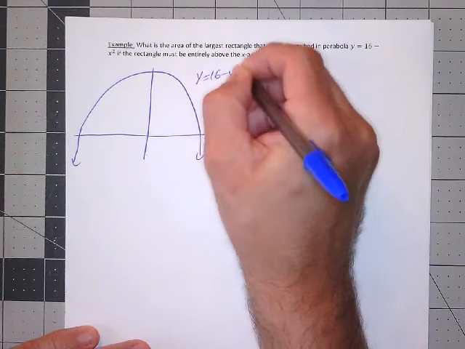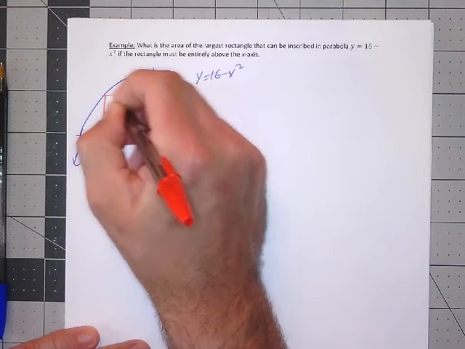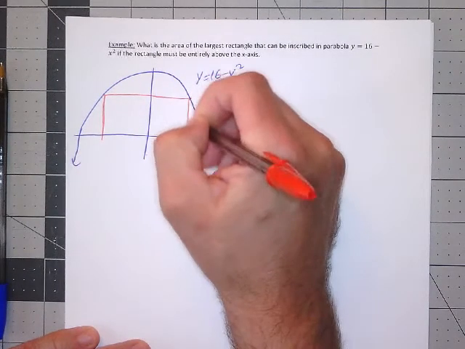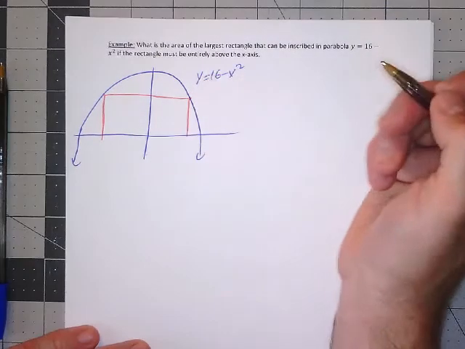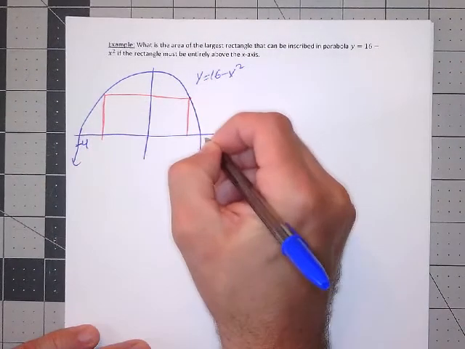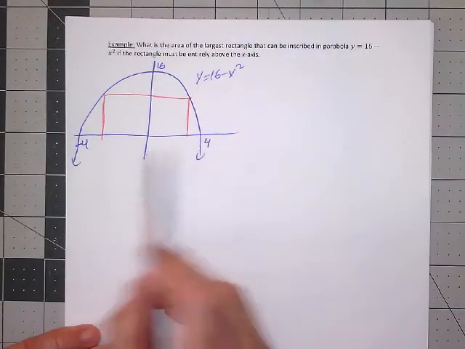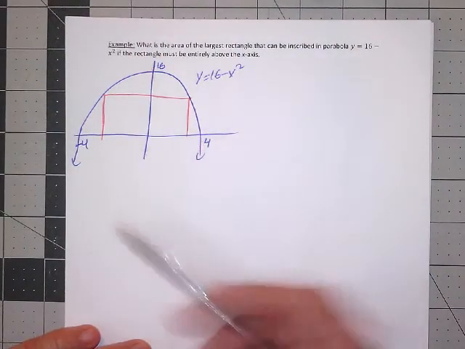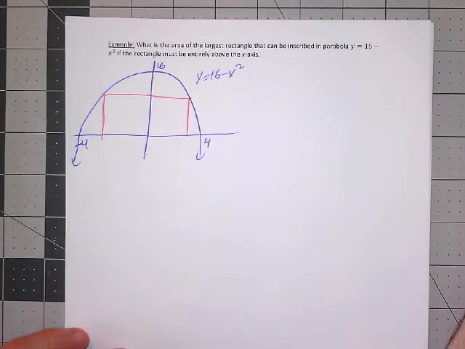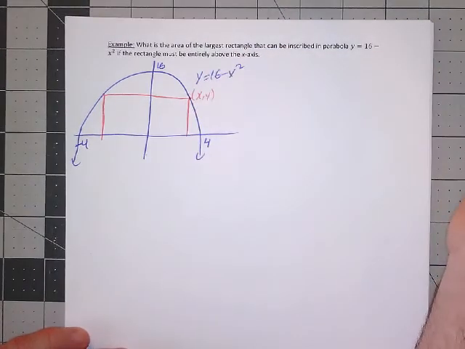So here's my parabola. And inside of here, I'm going to draw my rectangle. Okay. And for the record, I know this is -4, this is +4, and up here is 16. So I have to get a number between 4 and 16 for my x and y values. Okay. So this is the point x comma y, right?